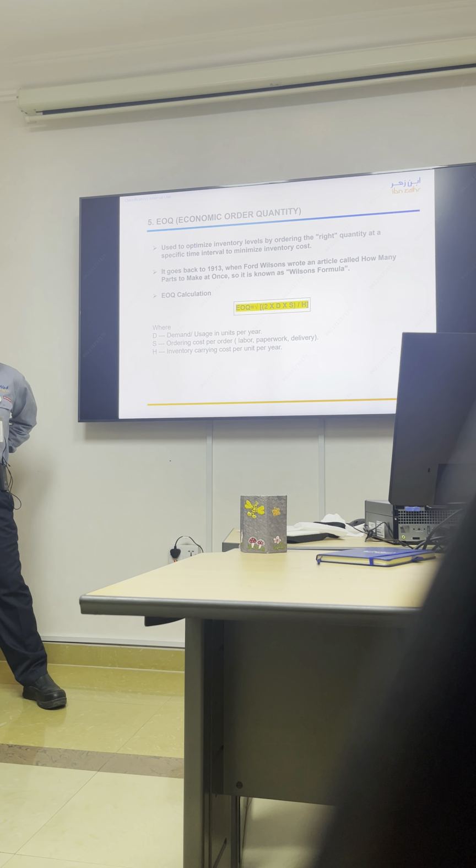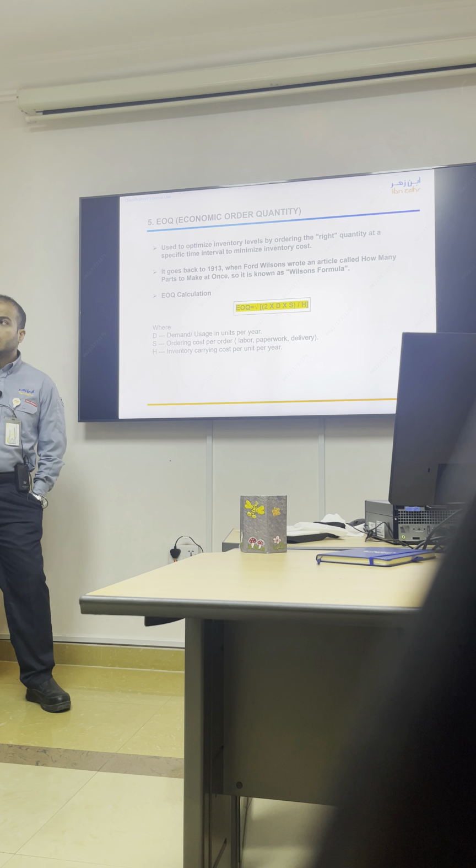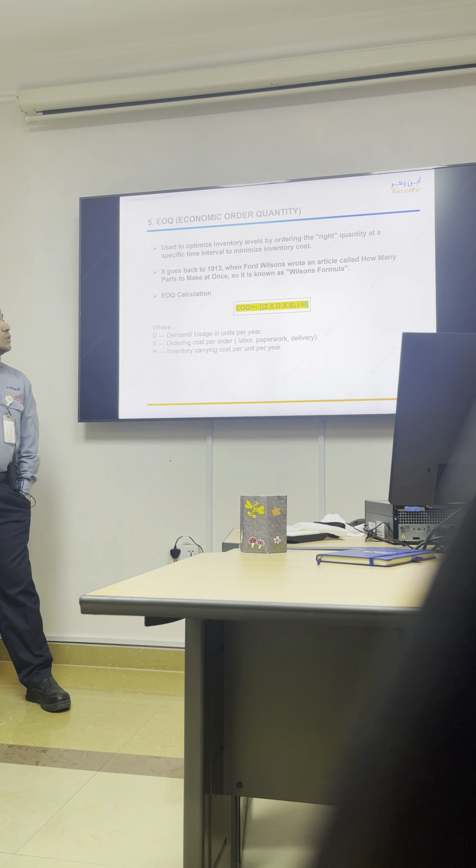Next, what is the meaning of EOQ, economic order quantity. Use it to optimize the inventory level by ordering the right quantity at a specific time or level to minimize inventory cost. It goes back to 1930. This concept appeared in 1930 when one scientist called Ford Wilson wrote the article about how many parts to make at once, or it is known as the Wilson formula.